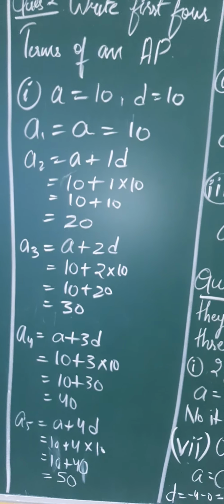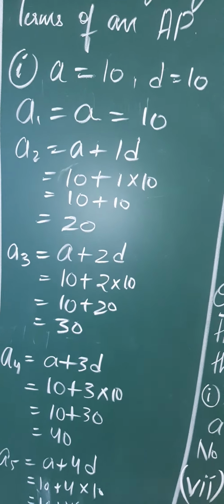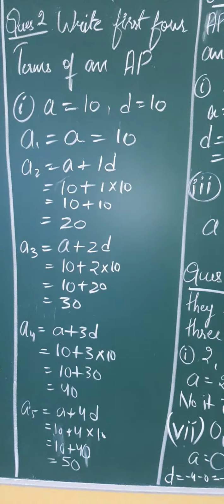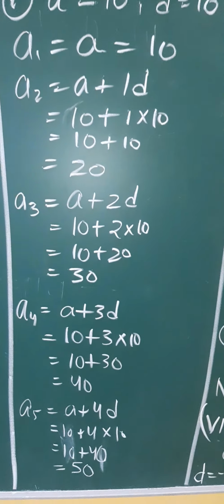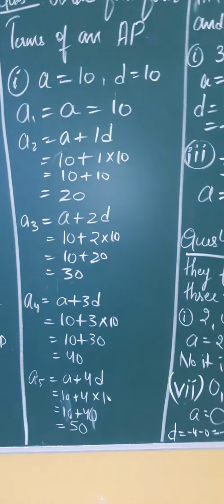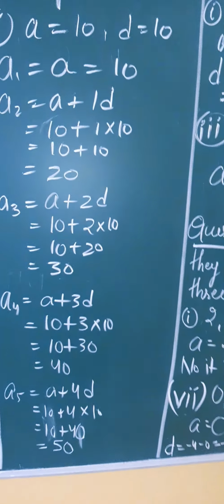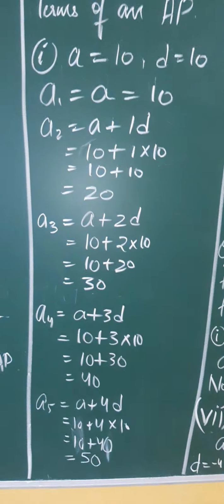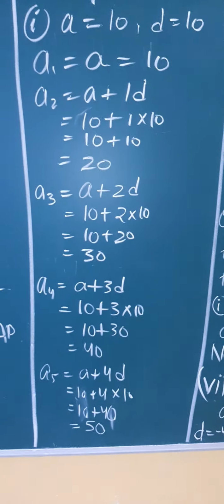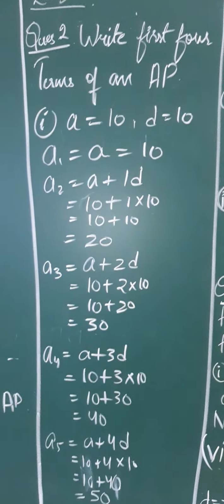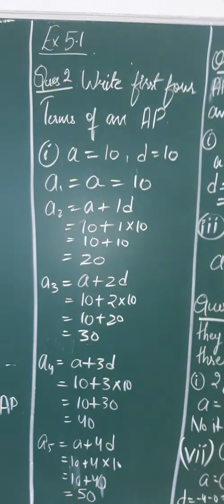That means 10 plus 1 into 10, because A and D are 10 and 10 in this question. So 10 plus 10, 20. A3, A plus 2D, 2 into 10, 20. 10 plus 20, 30. A4, A plus 3D, 10 plus 3 into 10, 10 plus 30, that is 40. A5, A plus 4D, 10 plus 4 into 10, 40. 10 plus 40, 50. Now you can do the remaining parts of question number 2.